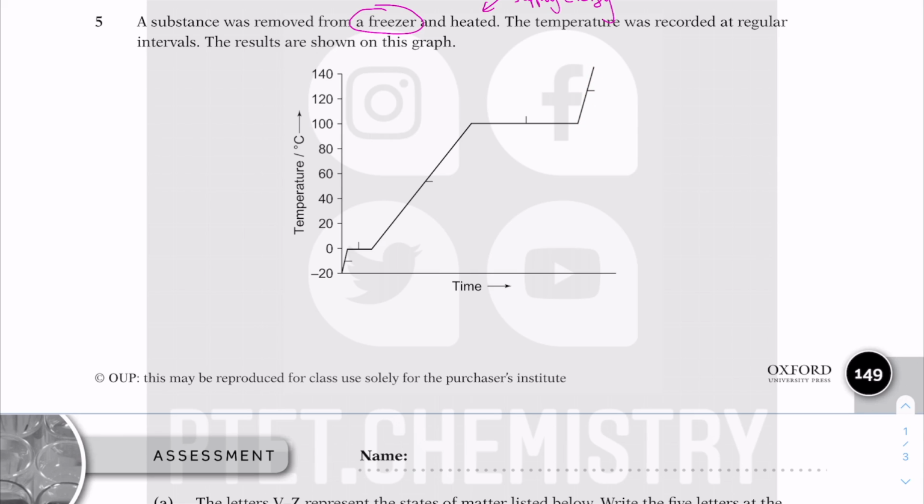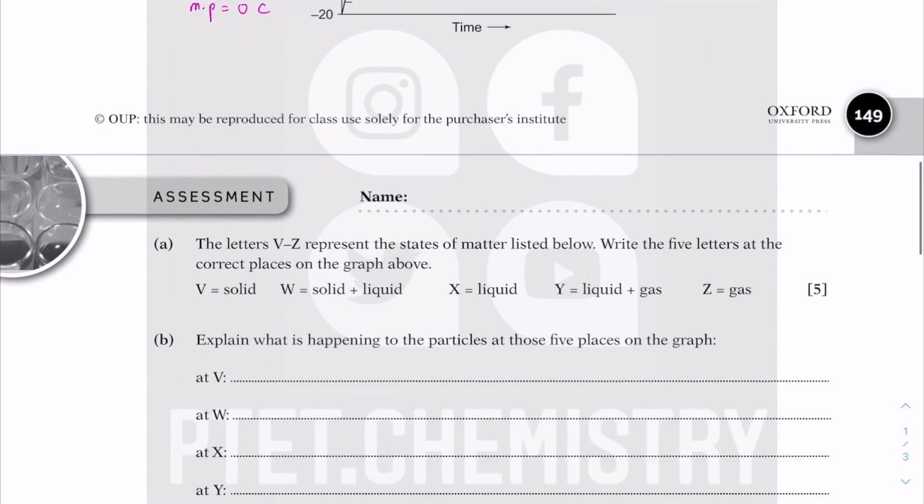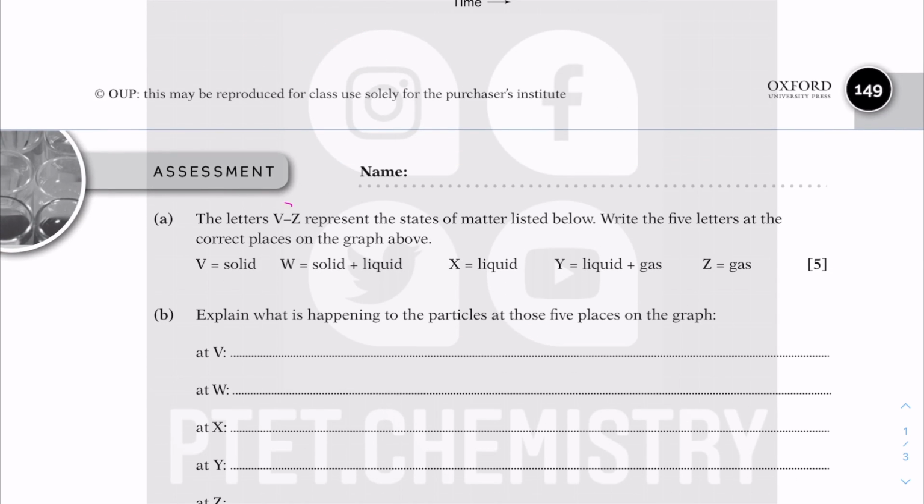Okay, so from this graph you can tell that the boiling point is equal to 100 degrees Celsius. That's the unit given there. And then the melting point is 0 degrees Celsius. So reading the instructions, the letters V to Z represent the states of matter. Write the 5 letters. So they are not asking for S or S plus L, L plus G or G. They're asking you to use a specific letter, alright?